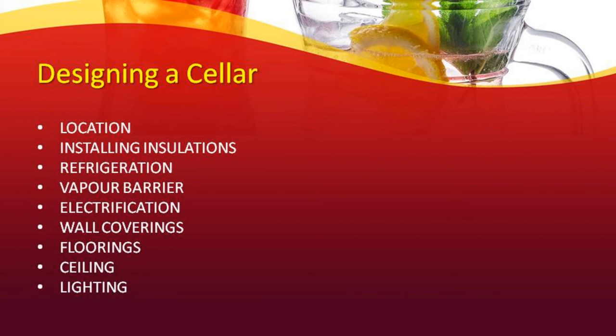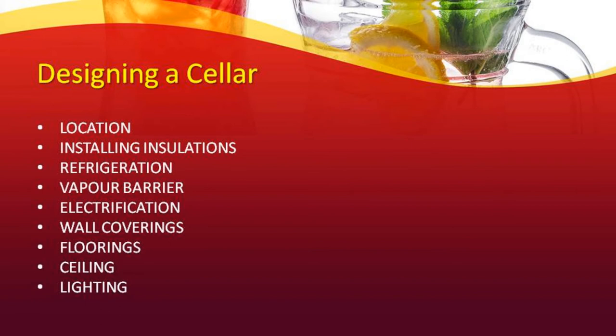Vapor barrier. A good quality vapor barrier should be installed in a cellar, as this helps in maintaining the desired humidity and temperature inside the cellar and also assists in better insulation. Electrification. The cellar should be properly electrified, as many machines or equipment used in a cellar work on electricity. Also, the electrification boards and lighting system should be placed in between the racks or in the corners. So before doing the electrification, there should be a proper plan for rack positioning.